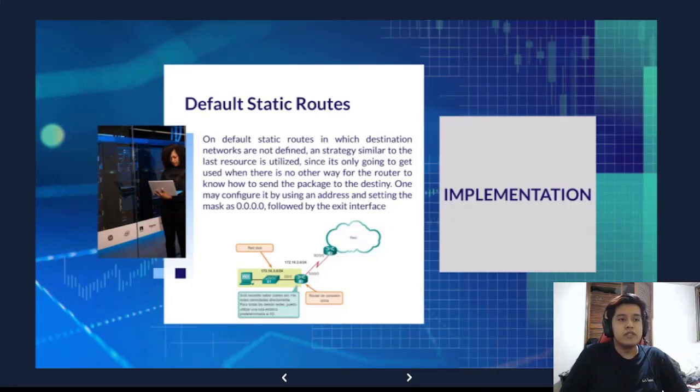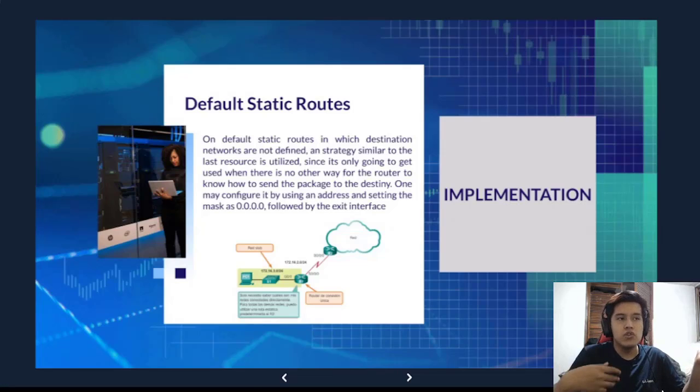Well, it's important to mention that all routes that identify a specific destination with a larger subnet mask take precedence over the default route, and default static routes are used in the following cases: when no other route in the routing table matches the destination IP address of the packet. In other words, when there is no more specific match.